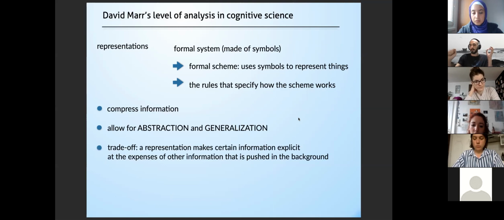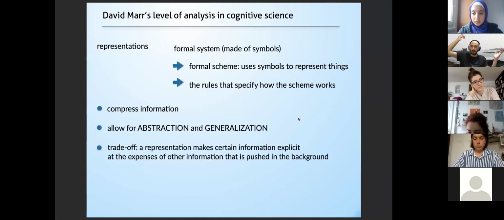So, first of all, let me point out this very important thing. If you buy David Marr, then you have to keep in mind that there is always a trade-off between those certain features of your represented object that you want to make explicit in your representation, at the expense of information that is pushed into the background, okay?